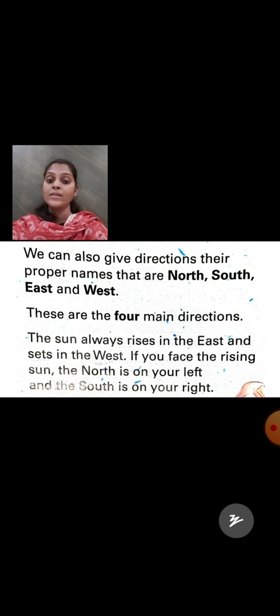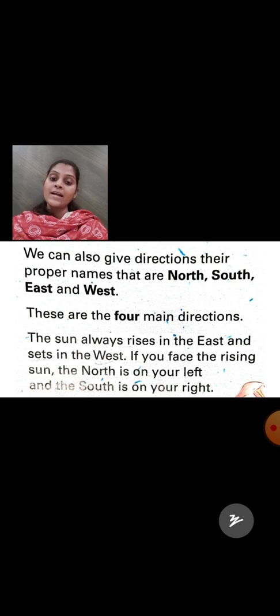If you face the rising sun, the north is on your left side. Suppose you're facing towards the sun rising side. That means towards the east side. The sun rises from the east. So if you're facing towards the east, then on your left hand side, it will be the north side. On your left hand side means your left hand will be facing towards the north.